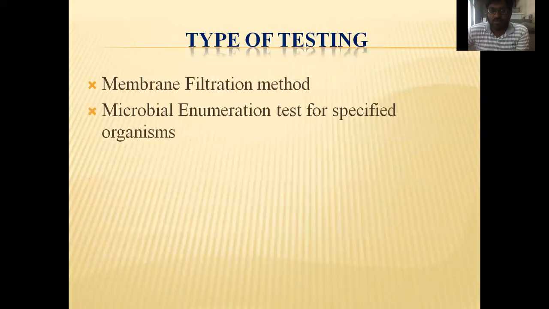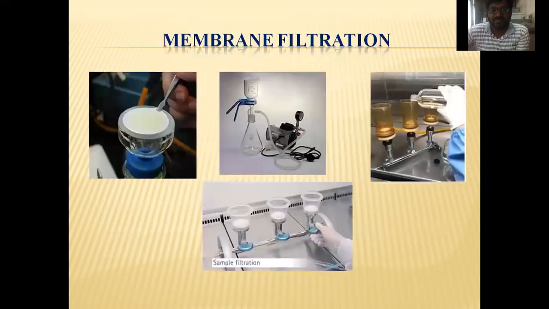Types of testing. Water testing is divided into two parts. Two methods are there. The first one is the membrane filtration method, and the second one is the microbial enumeration test for specified microorganisms. These two methods have different and distinct features. First one, membrane filtration method.